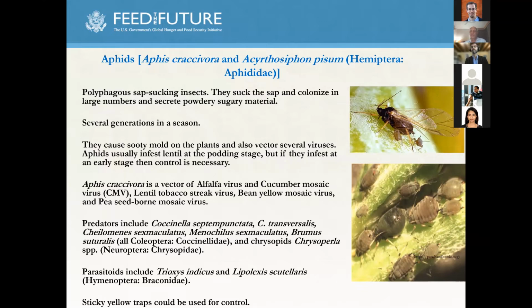There are several predaceous insects, including lady beetles and chrysopids, that occur in the field. If we follow conservation biological control, if we don't eliminate the predators and parasites, usually we will be able to manage the aphids to a certain extent. There are also parasites recorded, Trioxys indicus and Lipolexis scutellaris. Also, we can use yellow sticky traps to monitor as well as to reduce the population of the aphids in the field.